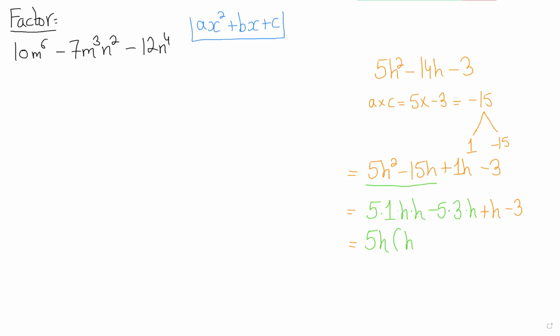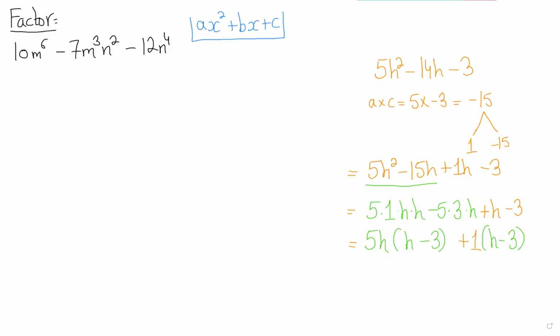And then what's left here? 5h is outside the bracket, so what's remaining here is just negative 3. So I write that negative 3 inside my bracket. The next step is to just copy and paste whatever I have inside my bracket here. That's it. And then we want to find out what number we need to multiply with h to get h. In this case, that's just plus 1. We just need to multiply plus 1 with h to get h, and plus 1 with negative 3 to get negative 3.